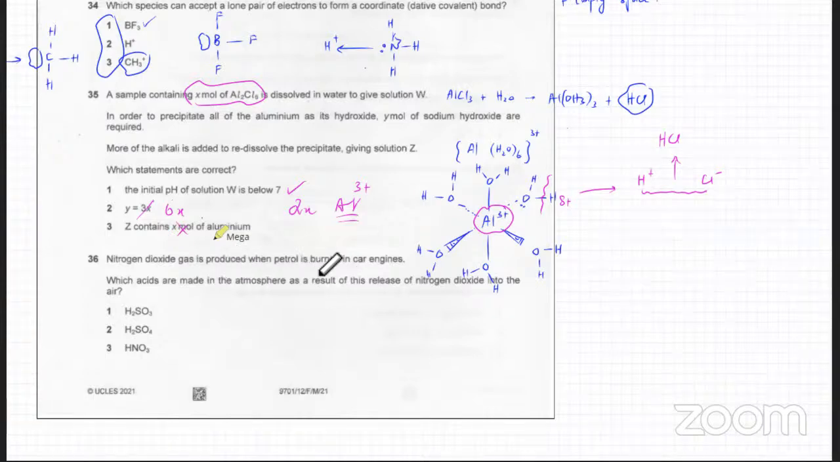Next, question 136. Nitrogen dioxide is a gas produced when petrol is burned in car engines. Which acids are made in the atmosphere as a result of the release of NO2? That's acid rain. Pretty much all of them are produced during the formation of acid rain.